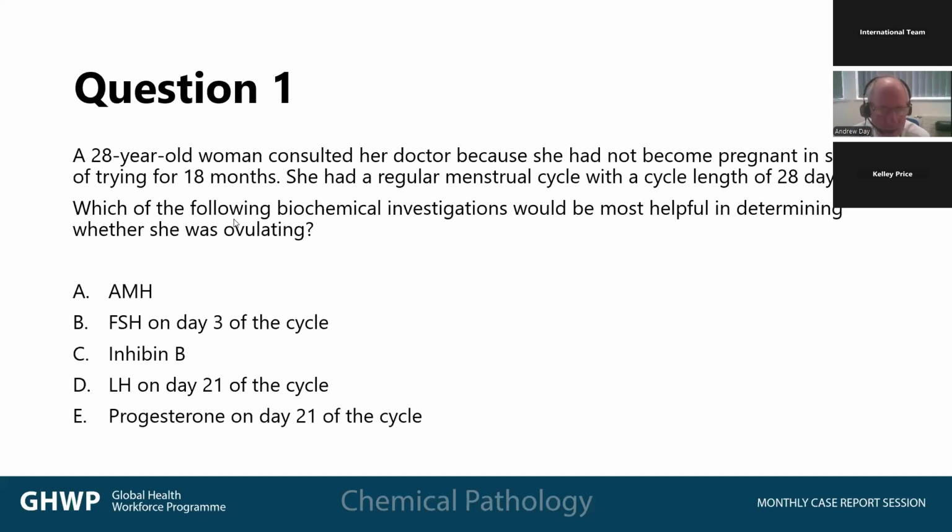Most people have correctly identified that it's progesterone on day 21 of the cycle, if the cycle length is 28 days. If the question had been, she had a cycle length of 16 days, then of course day 21 wouldn't be appropriate. It would be day 9 of the cycle. But with a regular 28-day cycle, it's day 21. As we now know, AMH is a test for ovarian reserve, not ovulation. FSH is a test for ovarian function, not for ovulation, and is done on day 3. Inhibin B has only very limited use now in the assessment of fertility.